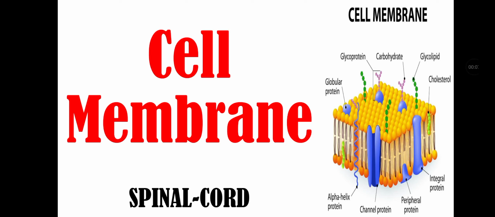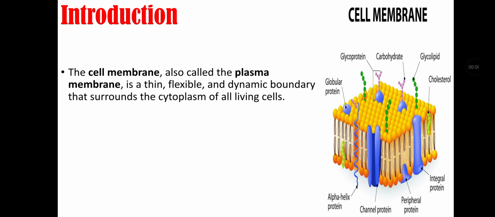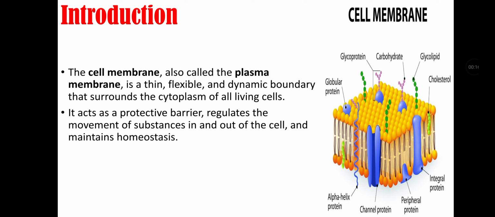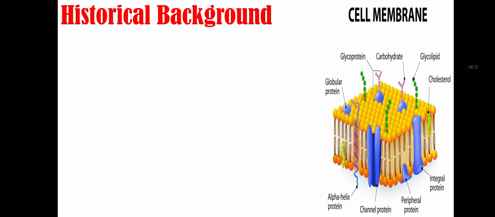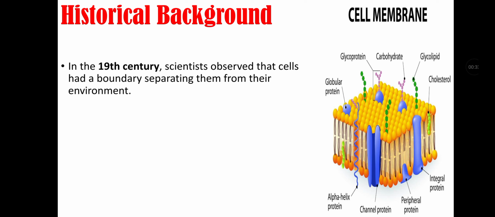So let's start our topic with introduction. Cell membrane, also called plasma membrane, is a thin, flexible and dynamic boundary that surrounds the cytoplasm of all living cells. It acts as a protective barrier that regulates the movement of substances in and out of the cell and maintains homeostasis. Beyond serving as a boundary, the cell membrane also plays a key role in communication, signaling and recognition between cells.